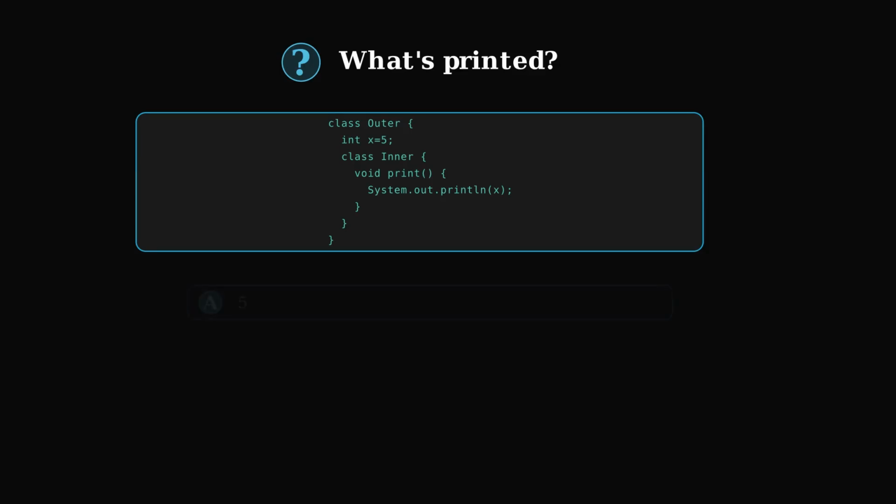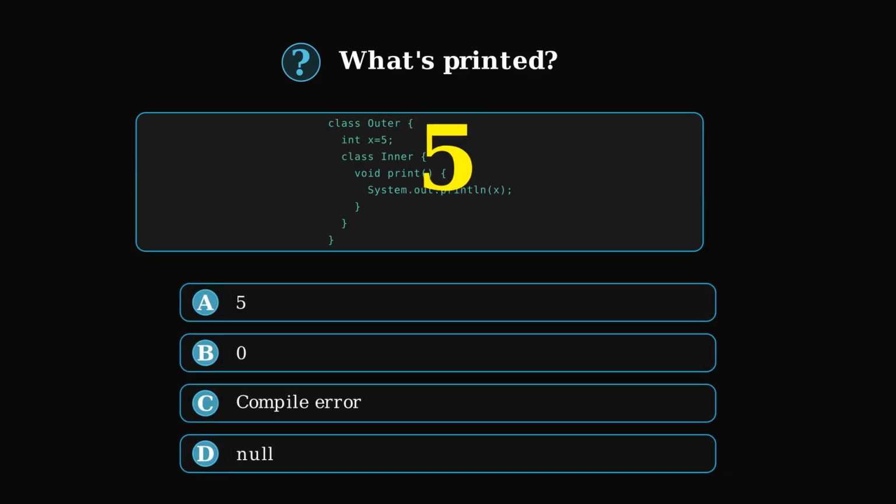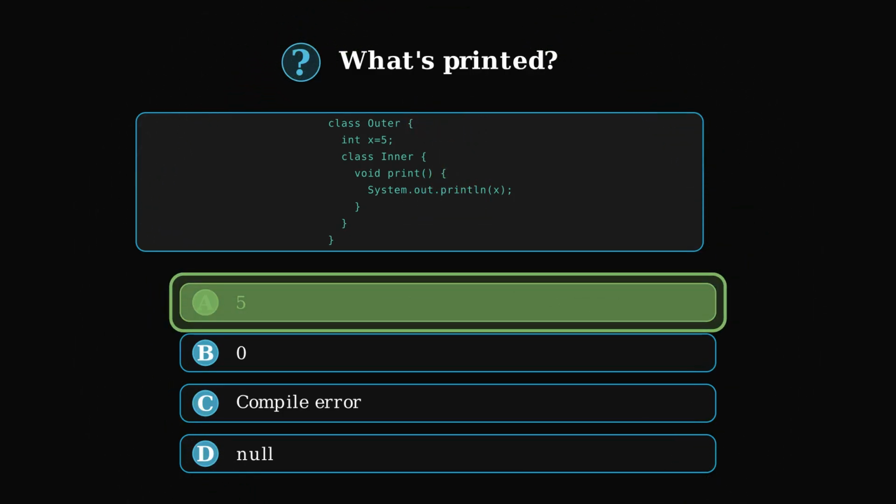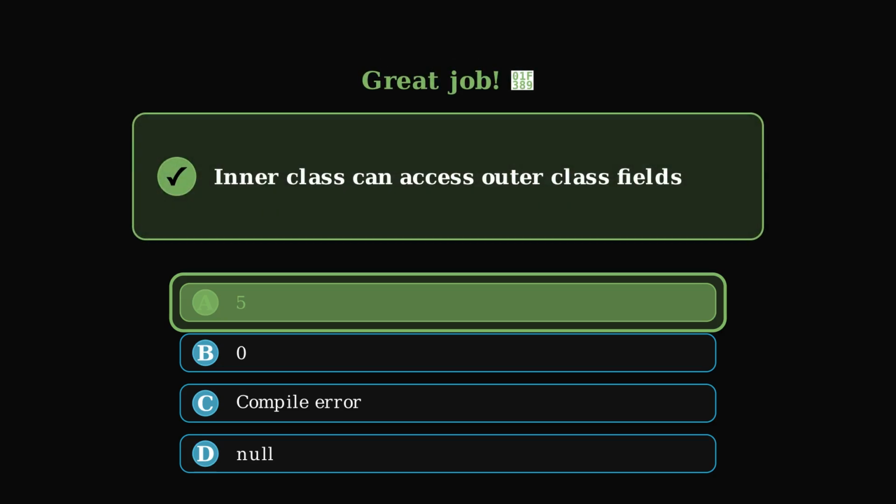What's printed? Which one is correct? The correct answer is: inner class can access outer class fields.